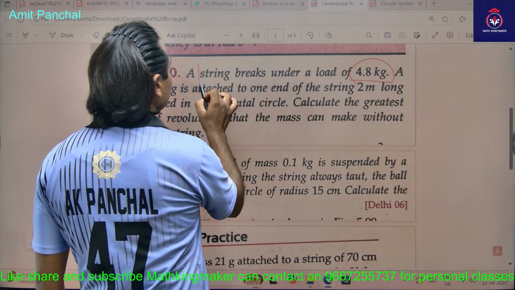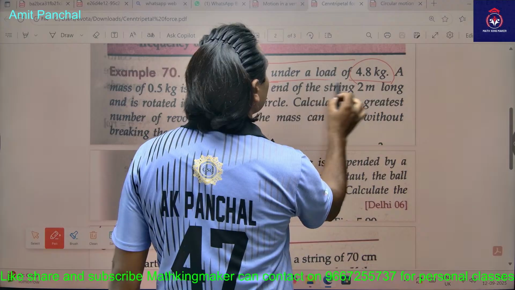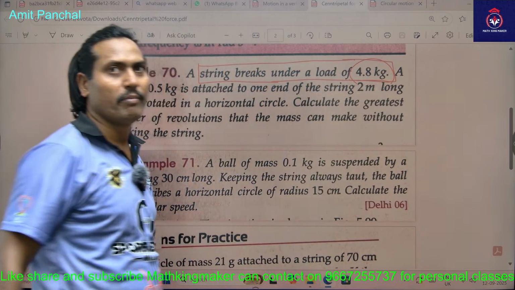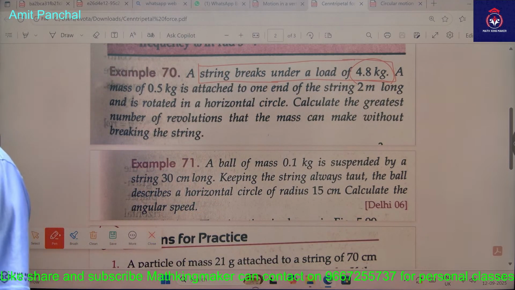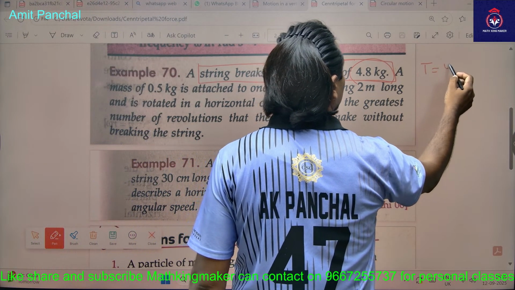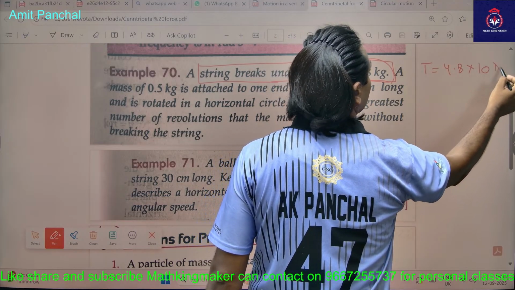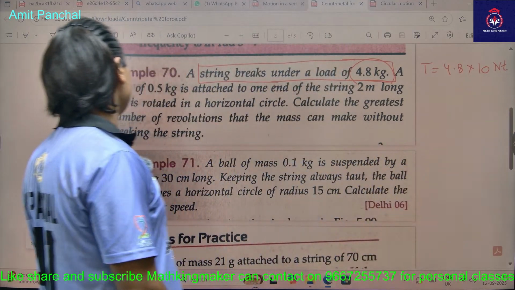Just note it down, if somewhere it is written that a string breaks under a load, it is talking about the maximum tension it can sustain. So that will be the maximum tension. That is 4.8 into 10 Newton.